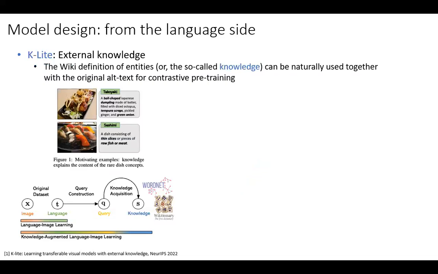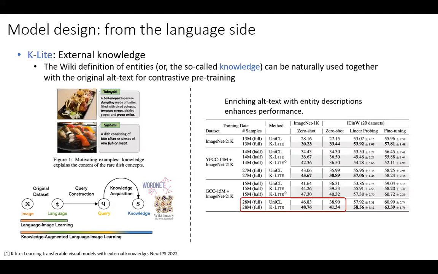From the language side, one paper that I think is interesting is about how we can enrich the language that you have been using with external knowledge. When we say external knowledge, it basically means the Wikipedia definition of entities, the so-called knowledge. For example, in this figure there's a motivating example. Maybe you are not familiar with Japanese food, and you don't know the concept of sashimi, but if you are provided a definition of sashimi, you can still know what sashimi means. So if you enhance your language input with such data, it can help you learn a better CLIP model. And actually, in the small scale setting, the authors have shown that enriching alt text with entity descriptions can enhance the performance.